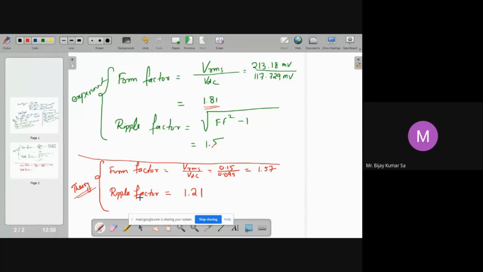So now let us move to the full wave rectifier discussion. Are you getting it, everybody? Yes, sir.